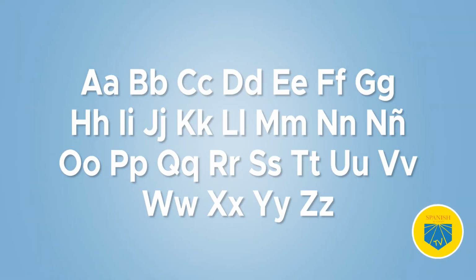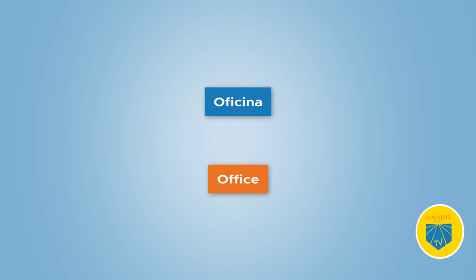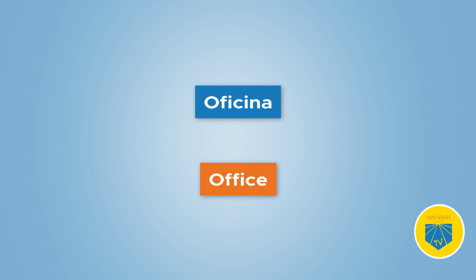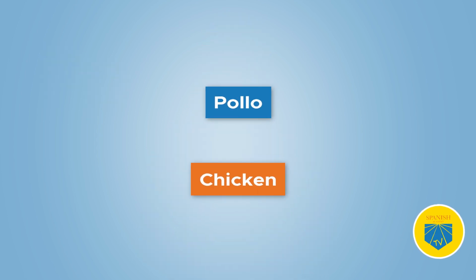Now let's see the letter O. Try saying these words to practice. Oso. Oficina. Good job! After the O comes the letter P. Here are some words that start with the letter P. Pollo. Padre.